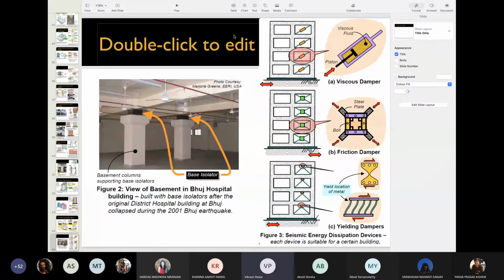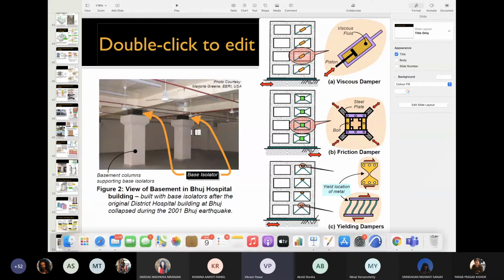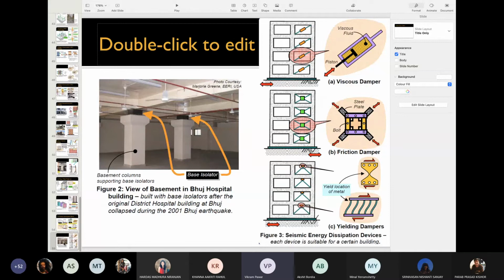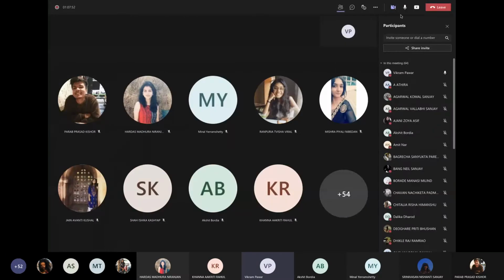Of course, beyond this, there are these mass tuned dampers and all those things, but I'm not going to talk about that. People who are already taking it up as part of the high rises and all, we can talk about it at a later stage, once your presentations are complete.